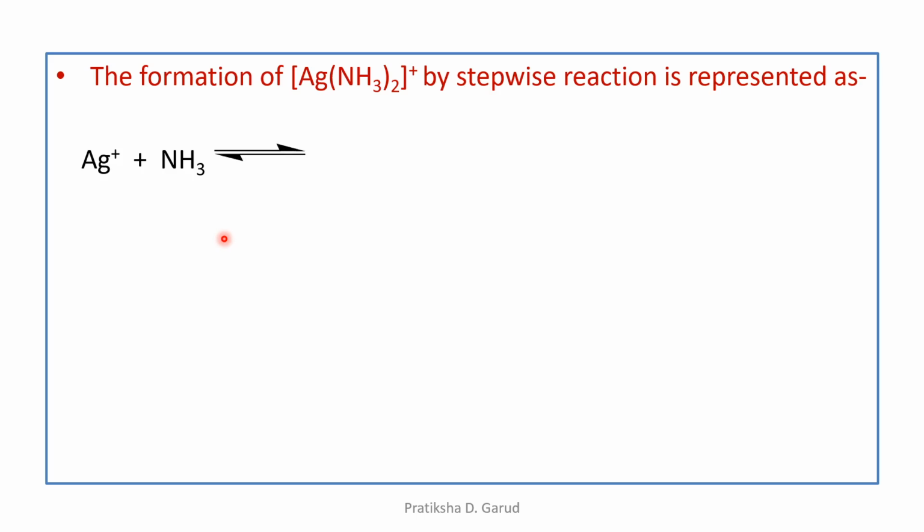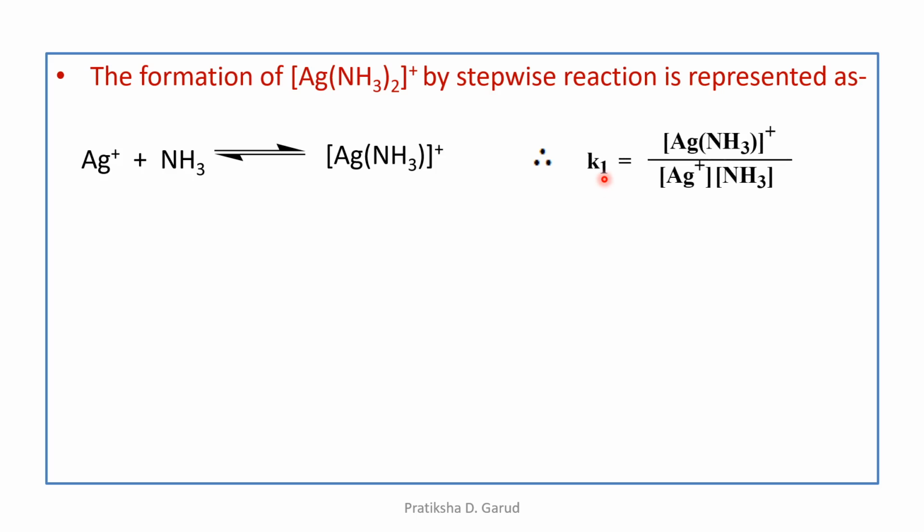So we are getting the formation of the product. Product is AgNH3 plus. So we can say the K1, that is the constant, is equal to concentration of the reactant, that is AgNH3 plus divided by concentration of the product, that is Ag plus and NH3. Now in this product we have again added one more ligand molecule. So it becomes AgNH3 plus NH3.